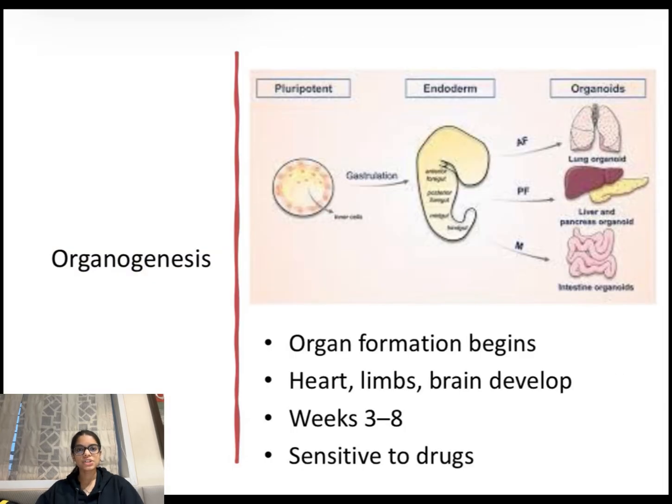Organogenesis. Organogenesis is the stage during which major organs such as the heart, brain, limbs, liver, and kidney begin to form. It occurs between the 3rd and 8th week of development. This stage is highly sensitive to harmful agents like drugs, infection, alcohol, and radiation, which can cause congenital malformation.